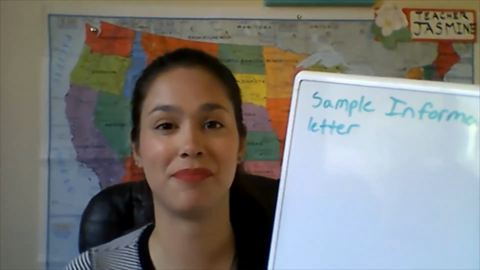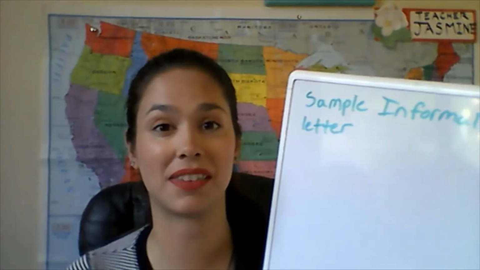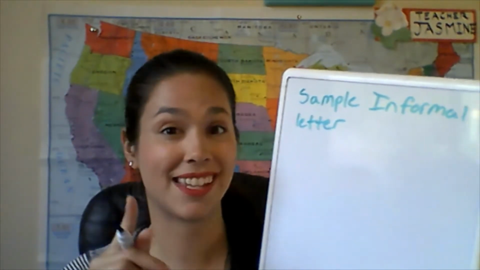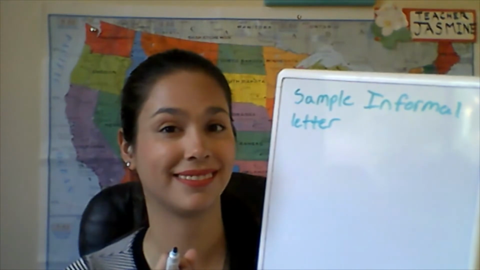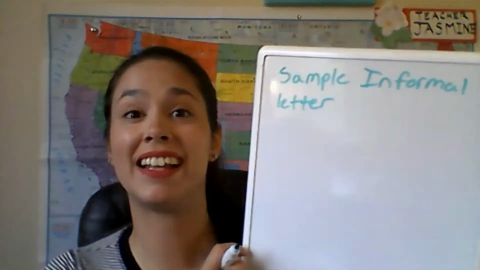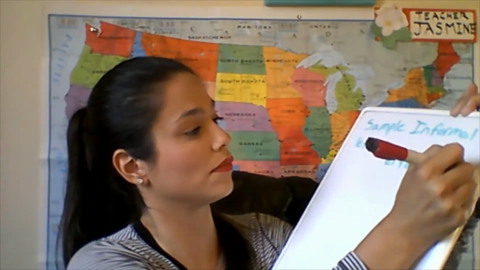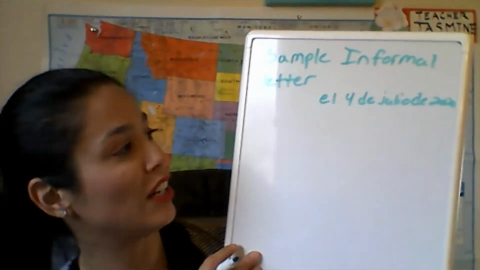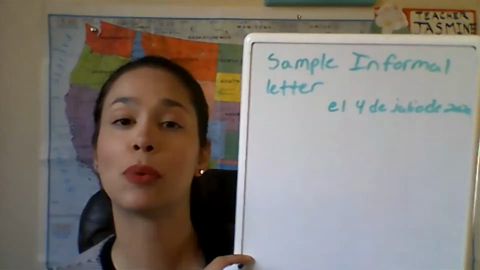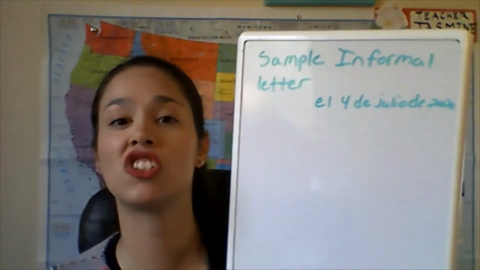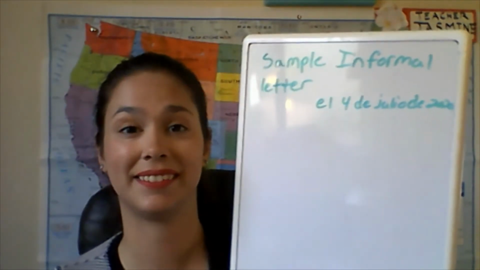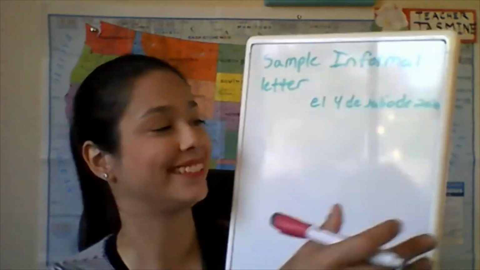Let's start with the date. Today's date is July 4th. How would we write that? Do you remember? Good job! El 4 de julio de 2020. So we've got the date. El 4 de julio de 2020. So being that it's an informal letter, we'll just go ahead and say, Hi, Ana, or Hola, Ana.